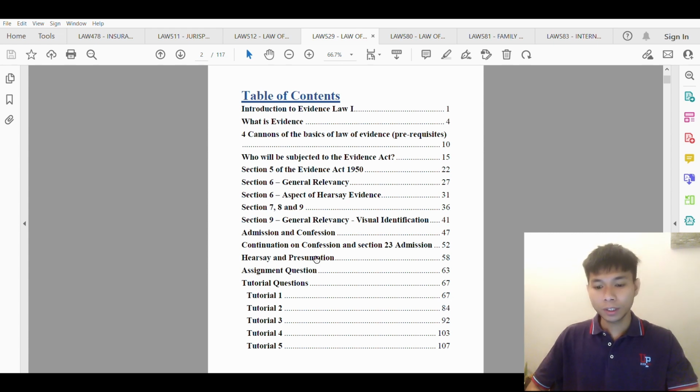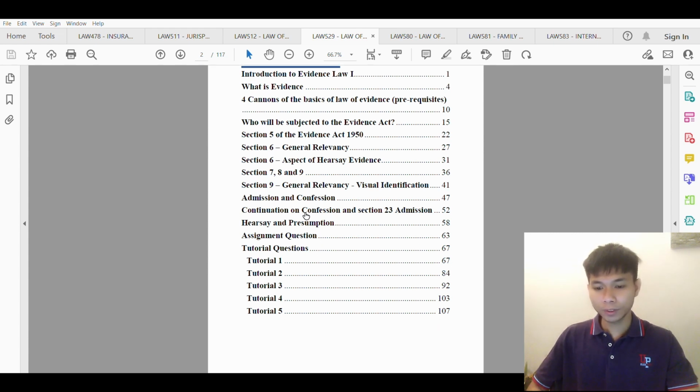And then we have hearsay and presumption. This is a branch of hearsay just now, and presumption is, for example, if you carry a certain amount of drugs, then you are presumed to have committed the offense. That is an example of presumption. We presume under the law that that is already so.